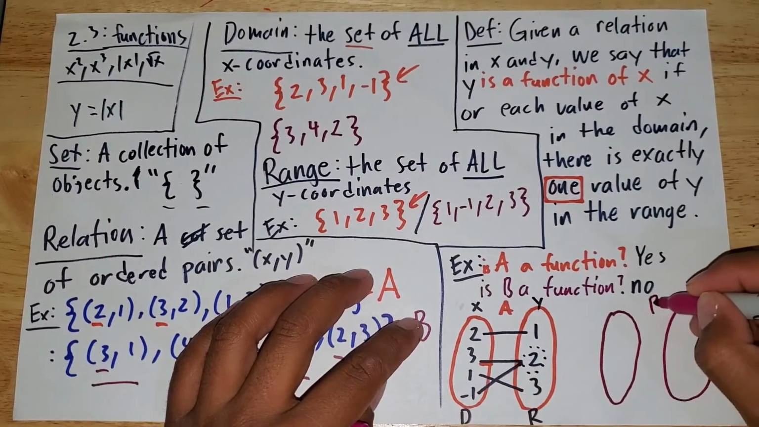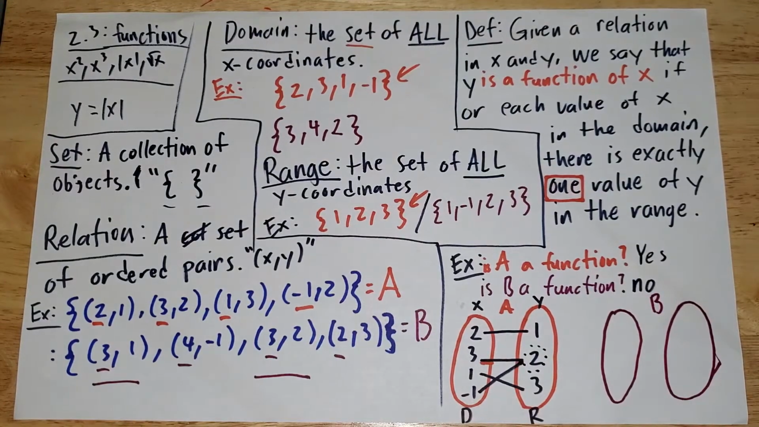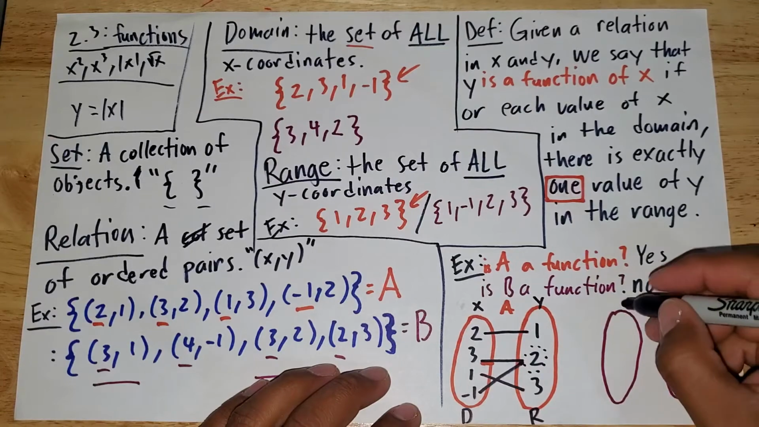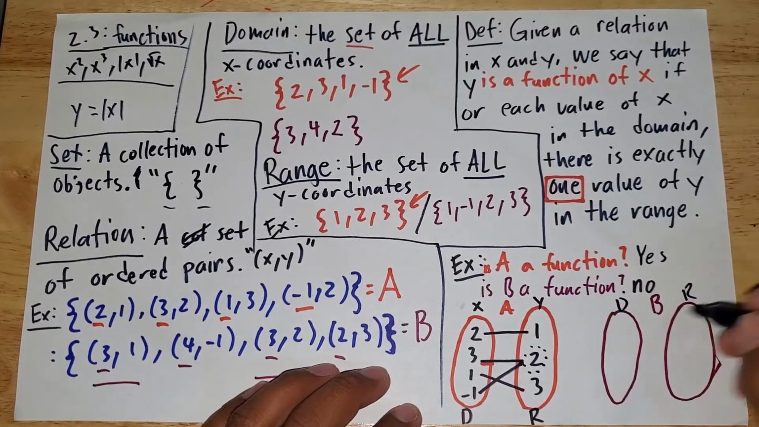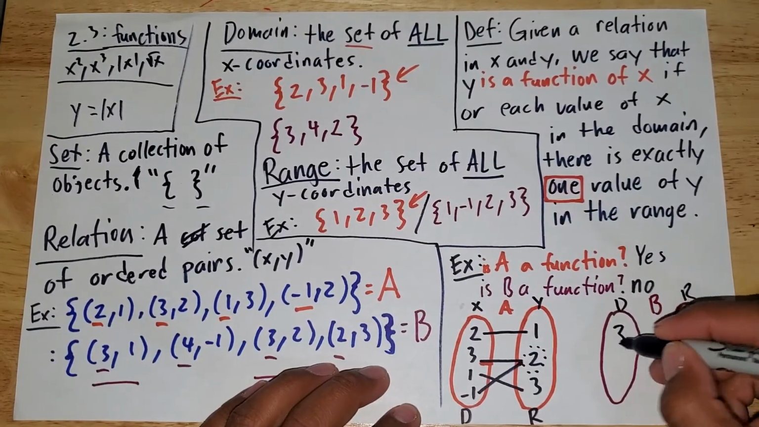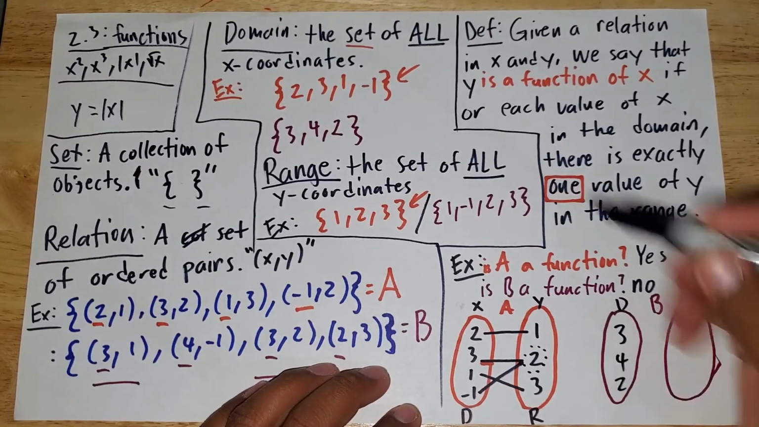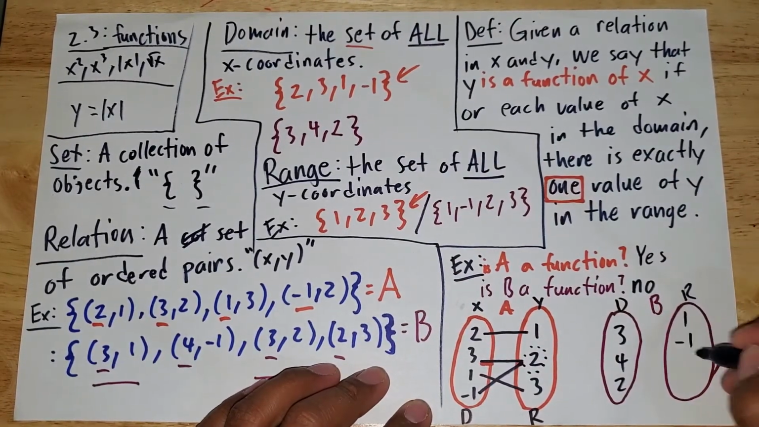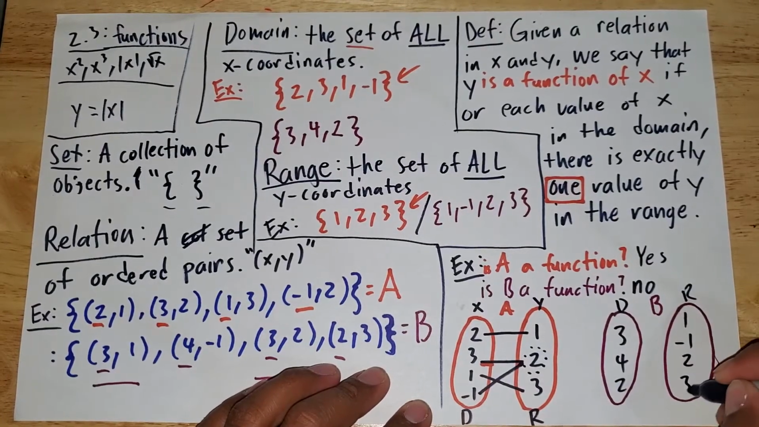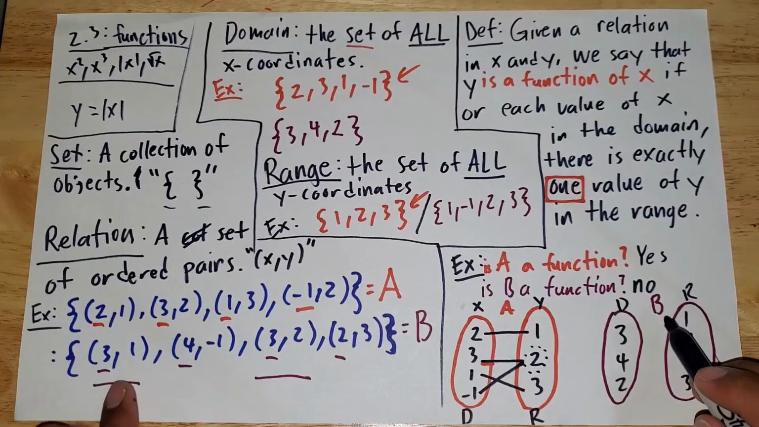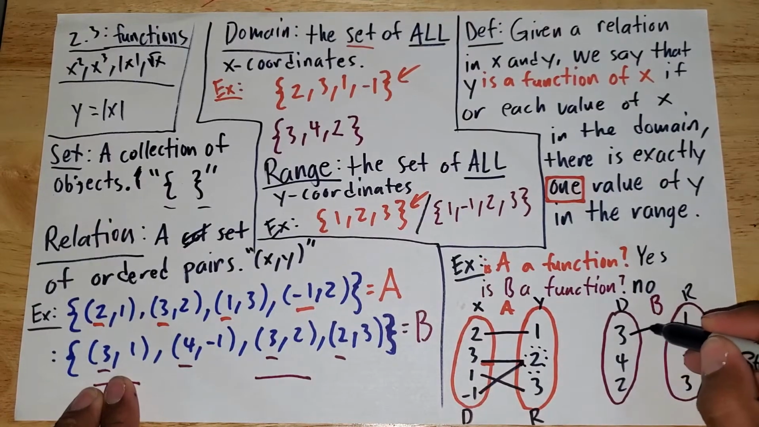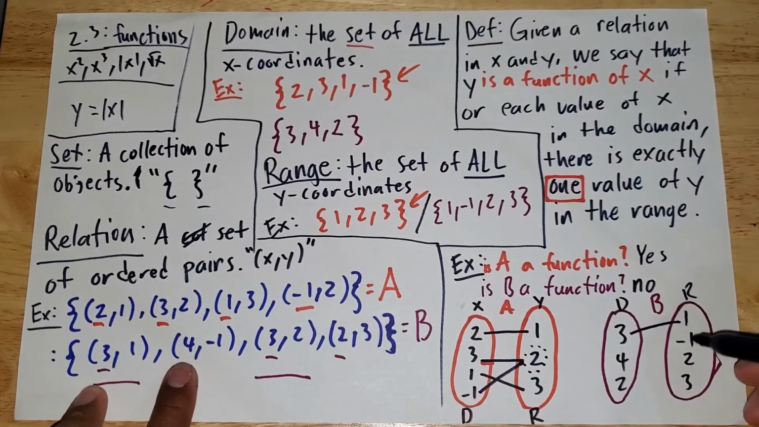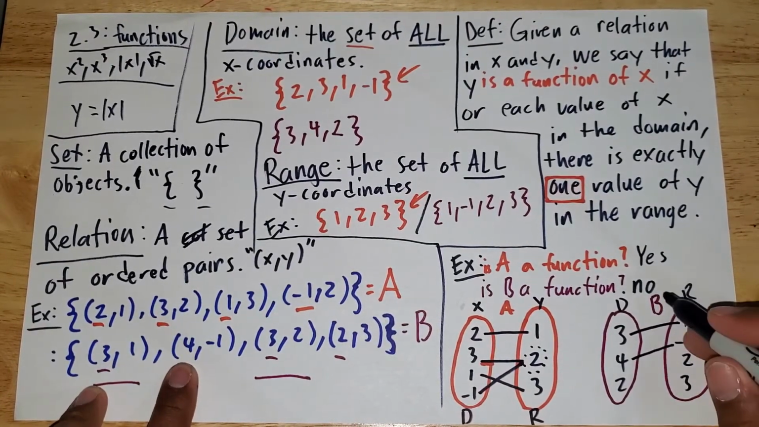So for B, let's draw our domain and range here using a mapping. Our domain was 3, 4, and 2. Again, I'm just looking here. And our range was 1, -1, 2, and 3. Now I have to look back at my relation. 3 goes to 1. 4 goes to -1.